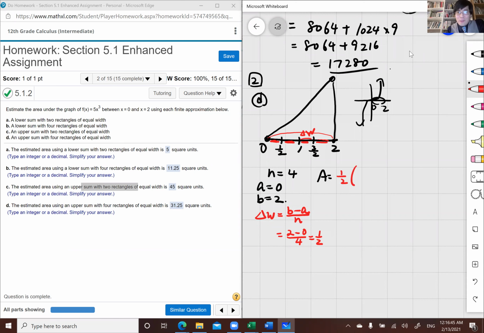Now the height is going to be, because I'm going to find the upper sum, I'm going to take the right point to find the rectangles. Right point, and right point. So the first one is f of 1/2. Second one is f of 1. Third one is f of 3/2. And the last one is f of 2.